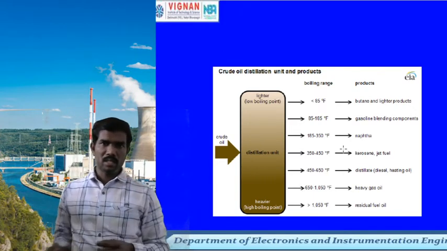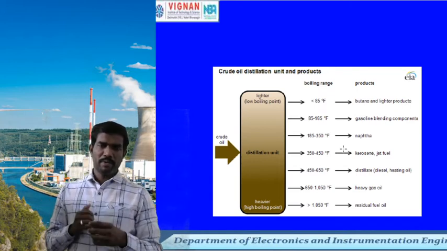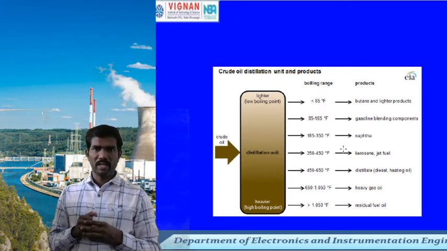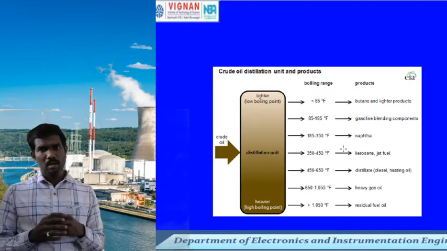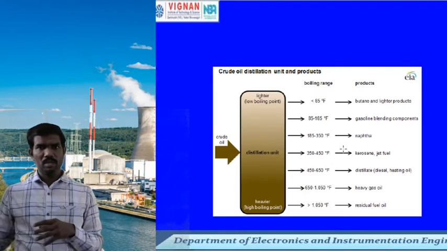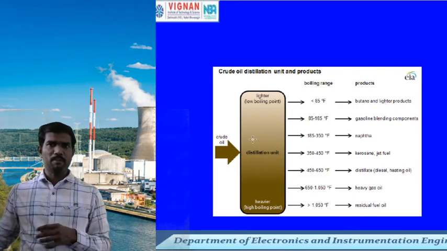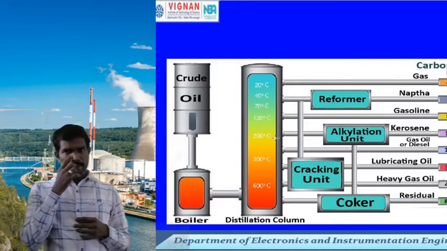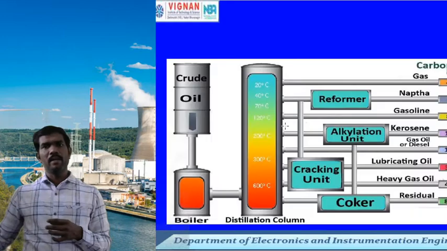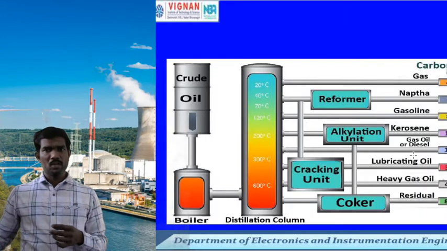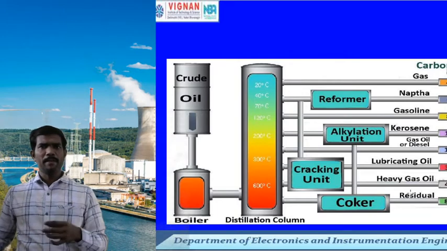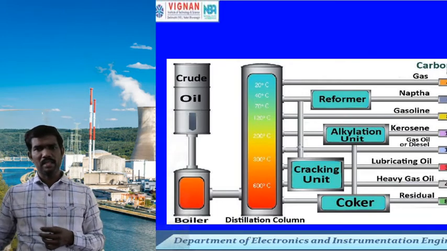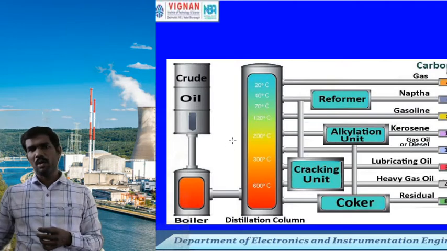In the lower part, different trays are involved here, and different temperatures are maintained. So this column is maintained with different trays, and at different temperatures different products are produced. Now, when you see this block diagram, the gas, naphtha, gasoline, kerosene, lubricant oil, heavy gas oil, and also residuals. Different petroleum products are produced when using this column as a distillation column.